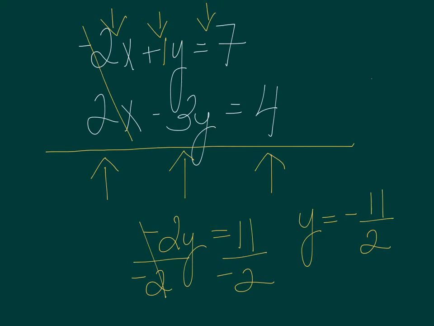Okay, so I have a y value of negative 11 halves. The next step is to plug it back into one of the originals. They're in white. I left the original problems in white. I'm going to plug in negative 11 halves for my y and see what I get for my x value. So let's try to do that.